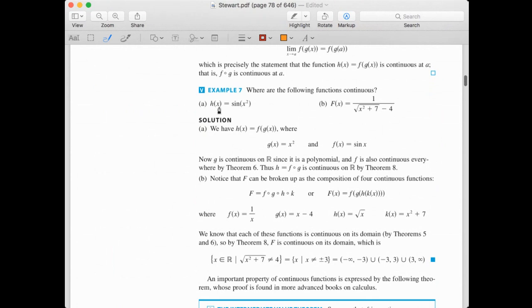h of x equals sine x squared. We can think of h of x as a composition of two functions, f of g of x, right? g takes x and squares it, and f takes an input and assigns a sine to it. So f is sine x, g is x squared. This is a super important idea. Make sure you understand the composition of functions, because as you go further in calculus classes, it becomes such an important skill to have. So in this case, let's write it out on the side.